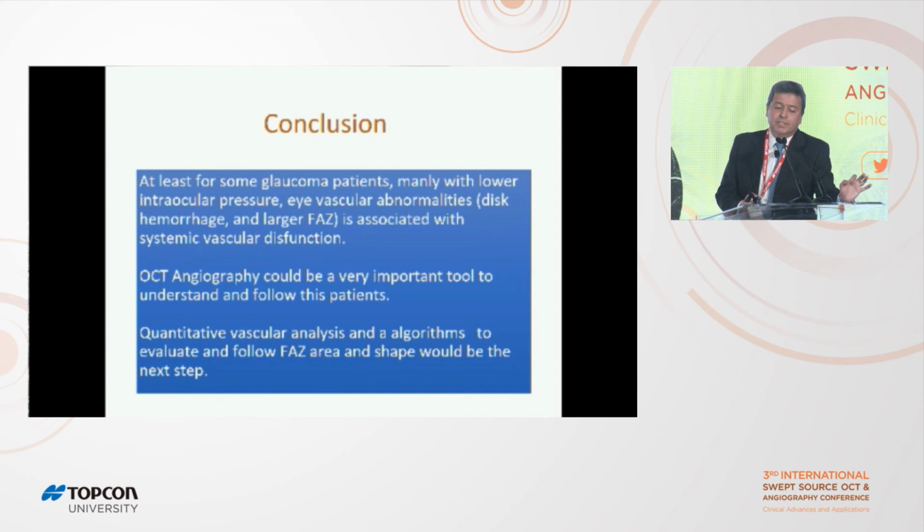And quantitative, this is important, quantitative vascular analysis and an algorithm to evaluate and follow foveal avascular zone area and shape would be the next step. We don't have this so far. We don't have a way to normalize, have a bank of normal patients, see the patient, follow the patient, see this is increasing, this is not increasing, the shape is changing. So I think this is a very good suggestion to have in the software. It's a better way to evaluate the density of the vessels and the shape of the vascular zone to follow those patients.